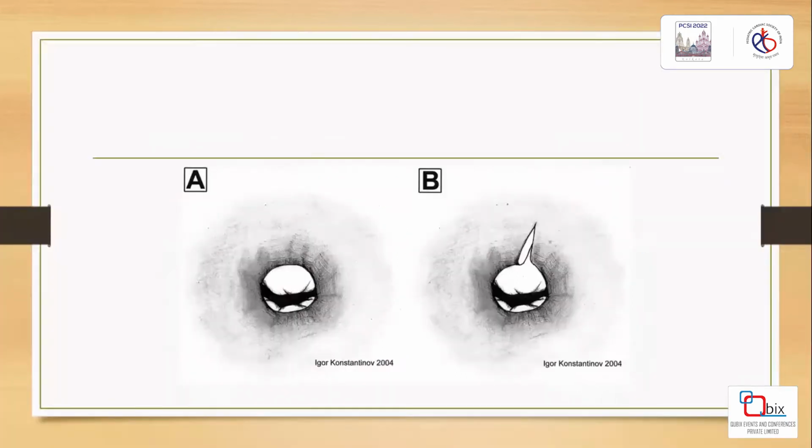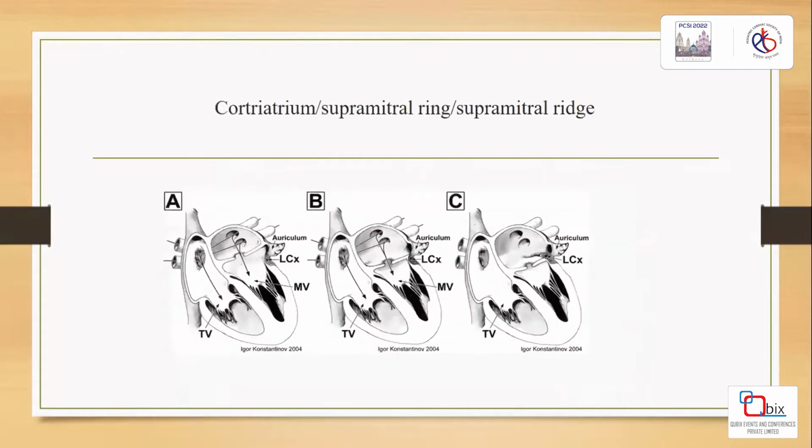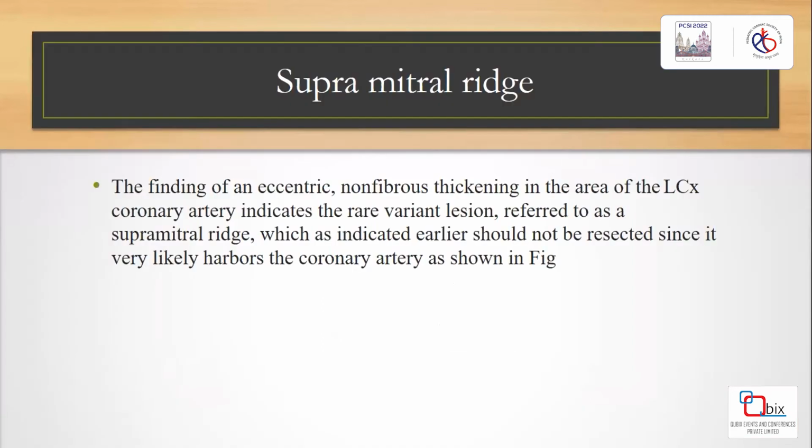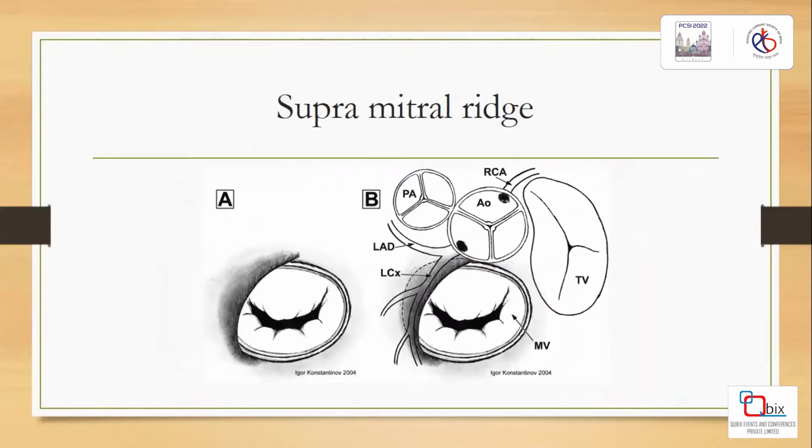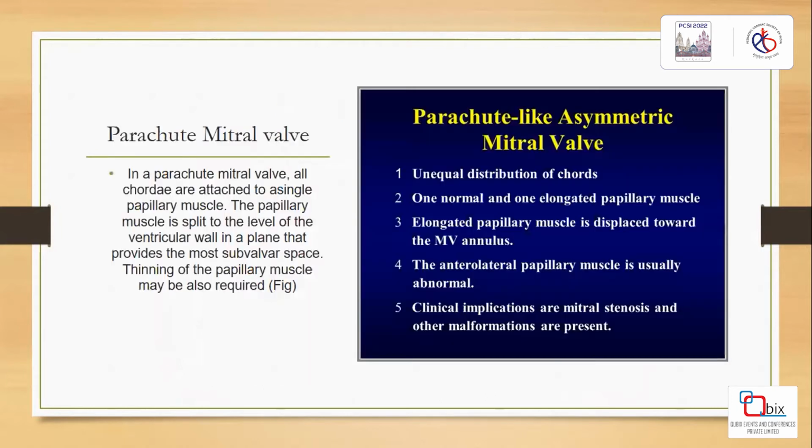So this is a photo of a supramitral ring. The important thing is to differentiate a supramitral ring from cor triatriatum, which is aided by the presence of a left atrial appendage orifice. The finding of an eccentric non-fibrous thickening in the area of the left circumflex coronary indicates a rare variant, which, as indicated earlier, should not be resected, since it very likely harbors the circumflex coronary artery. So this is a supramitral ridge.